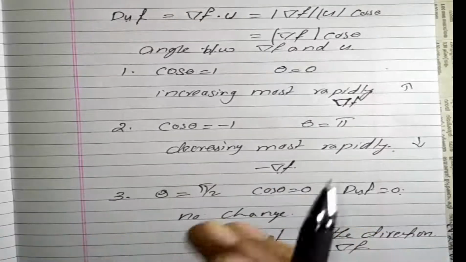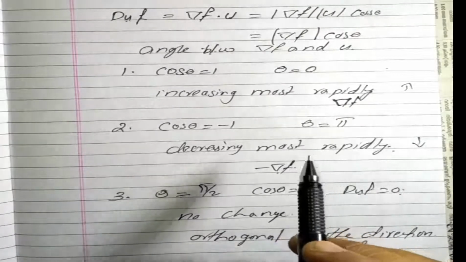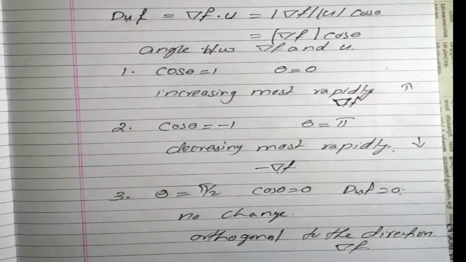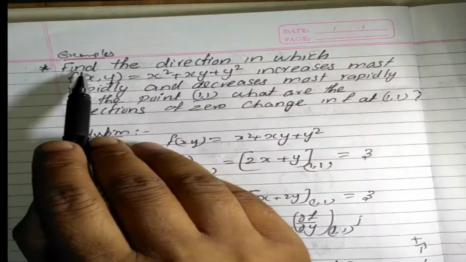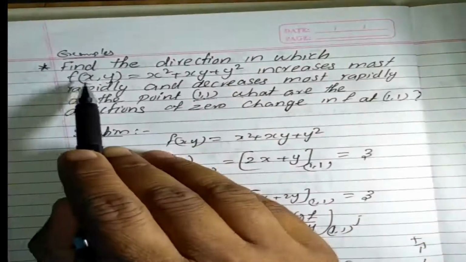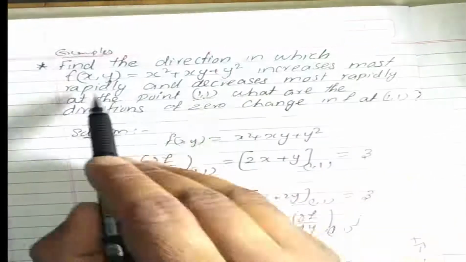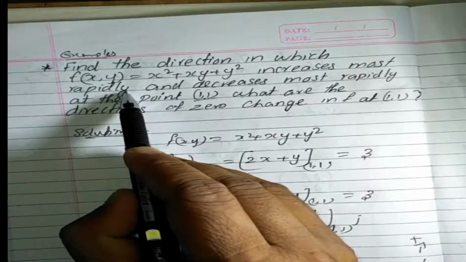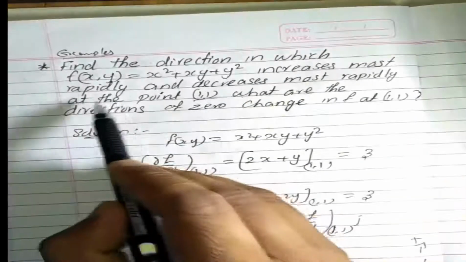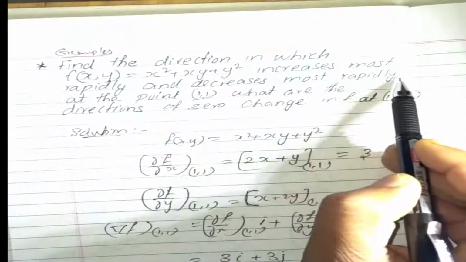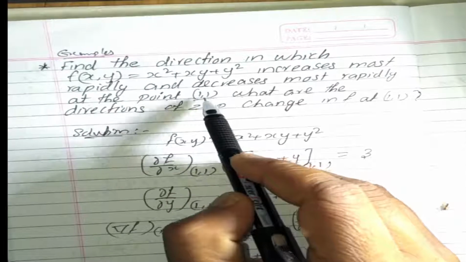To get more details, let us go into an example problem. First, find the direction in which f of x comma y equals x square plus xy plus y square increases most rapidly. Increases most rapidly is which property? The first property. And decreases most rapidly is the second property, at the point 1 comma 1.